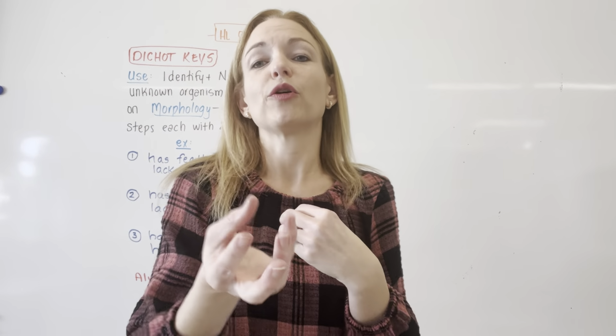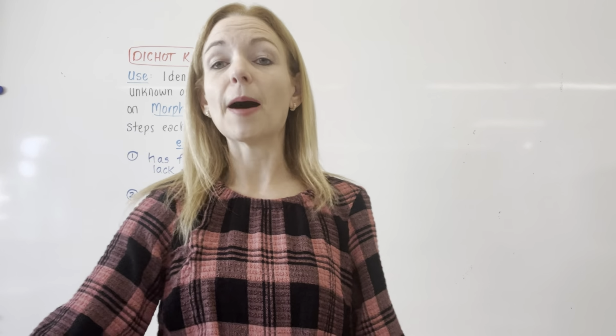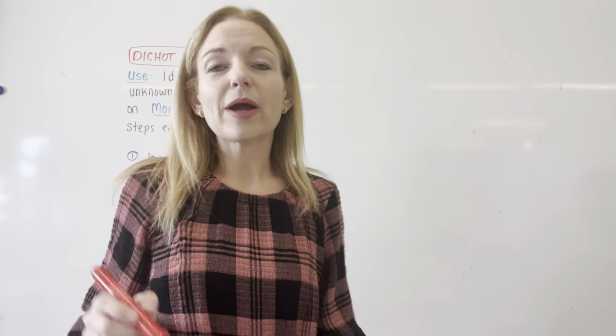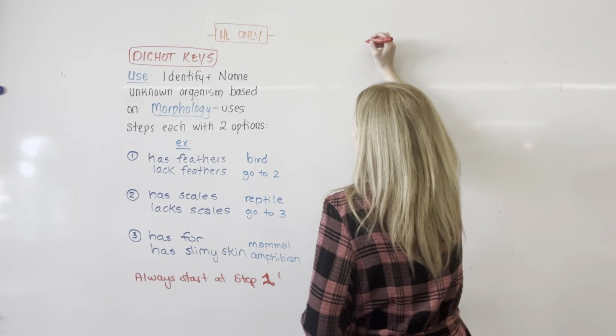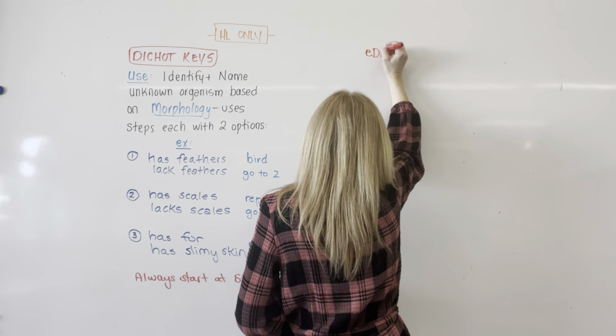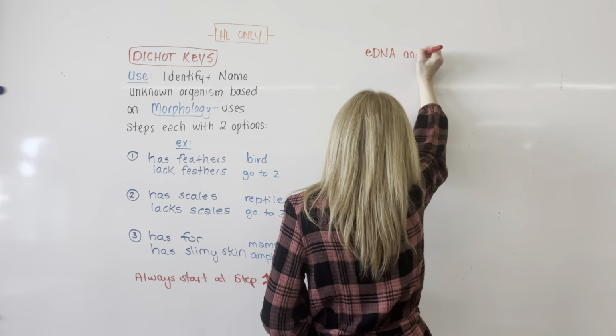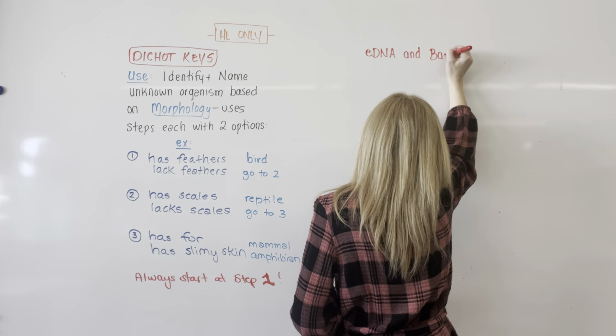But again, it's based on being able to identify features, which with organisms that are really, really similar can get more complicated. So another way of identifying organisms is instead to use eDNA. So we're gonna look at eDNA and barcode libraries.